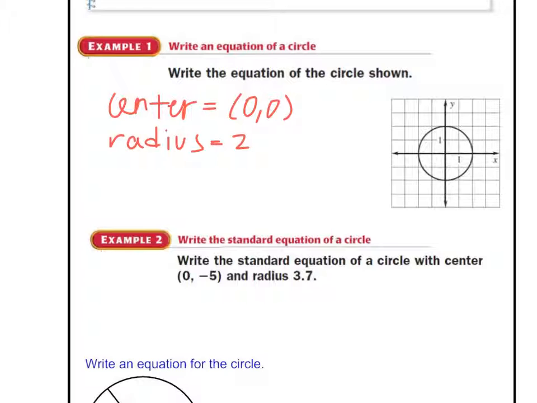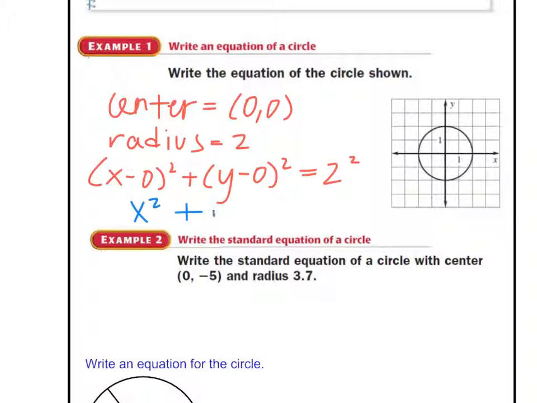Your equation of a circle is x minus h squared. So x minus 0 squared plus y minus 0 squared equals the radius squared, which is 2 squared. Now, you can simplify this a little bit. Do you really need to say x minus 0 squared? What should we say instead? Just x squared. So x squared plus y squared is equal to, what is 2 squared?